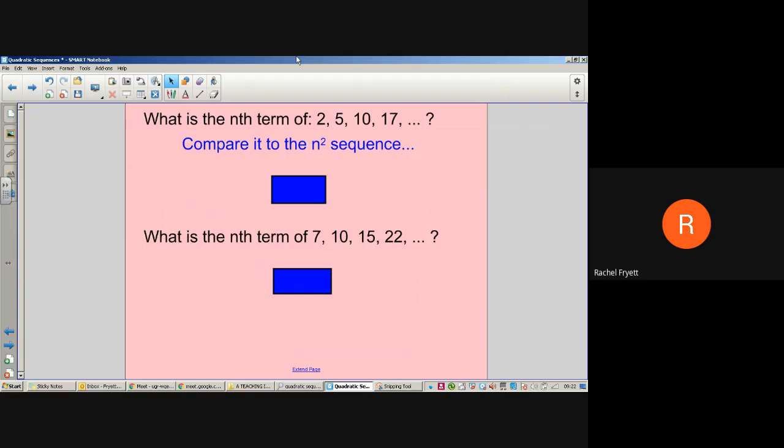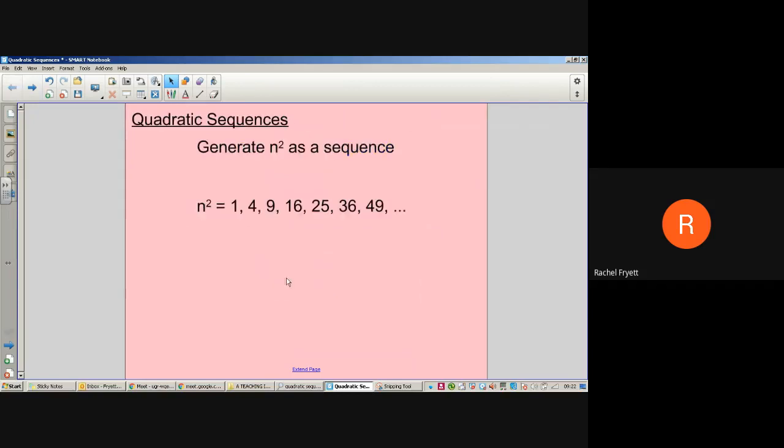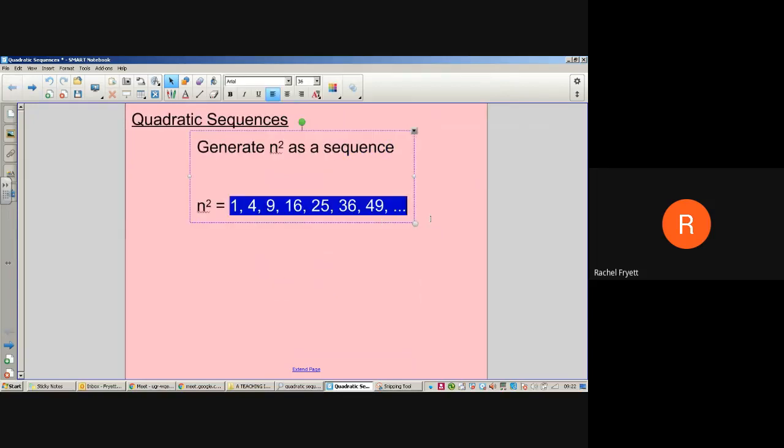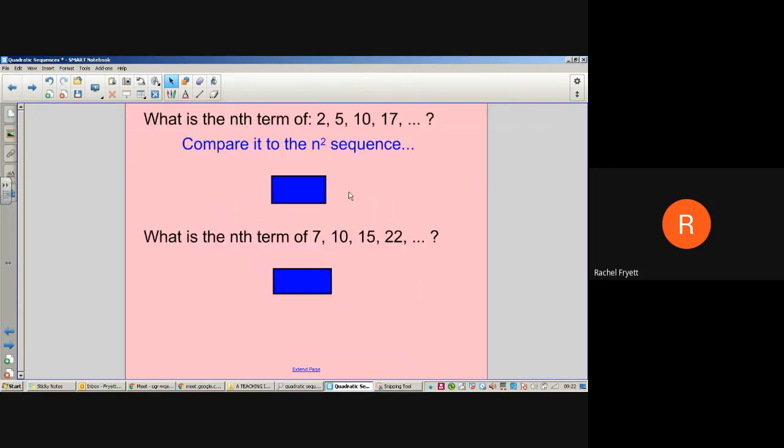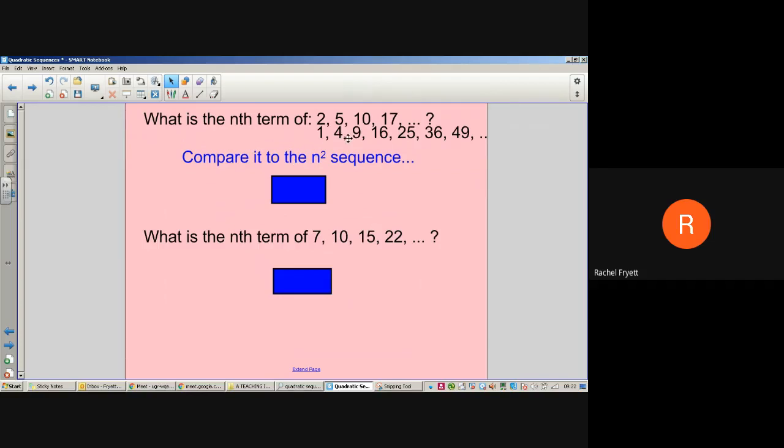Let's have a look at this top question. How do you think you'd write the nth term of 2, 5, 10, 17? If we compare it to the n squared sequence, which is just underneath, you can see that this sequence is the square numbers, but plus 1. So I've got 2, 5, 10, 17, and I would write that as n squared plus 1.